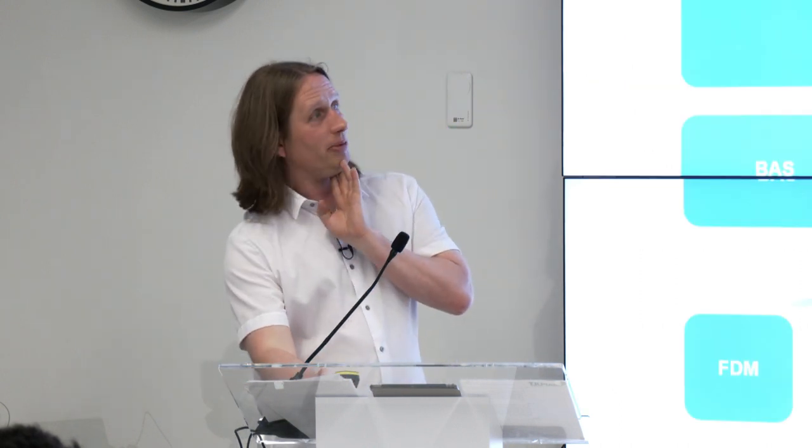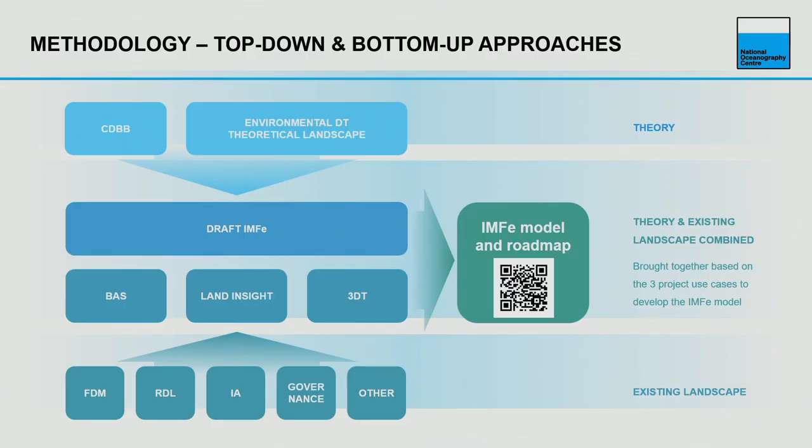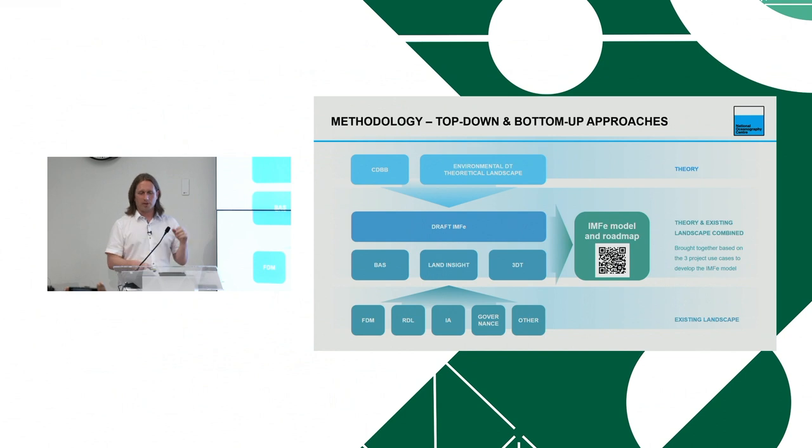So the first project we ran was last year, and it was a scoping study around what an information management framework looks like, and effectively had a top-down versus bottom-up. We had the Centre for Digital Built Britain and the environmental landscape as our top-down drivers. And at the bottom, we had the elements that came out of the Centre for Digital Built Britain: the foundation data model, reference data library, integration architecture, governance. And then we had these three use cases that I showed you right at the beginning of the session.